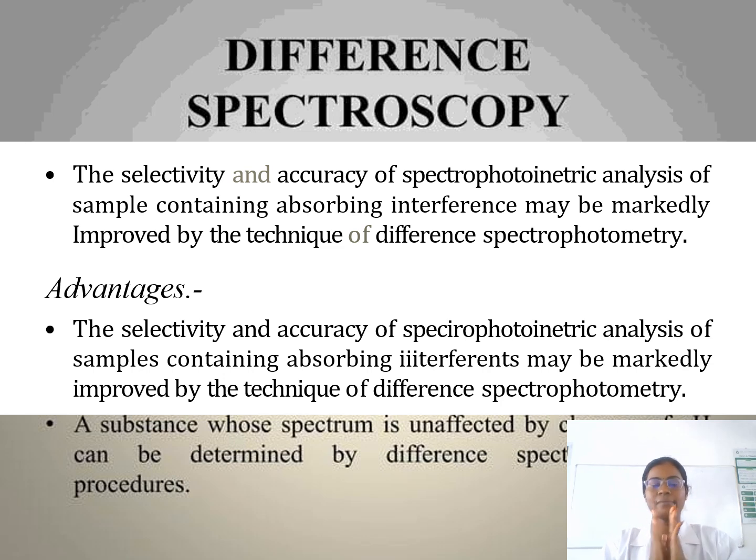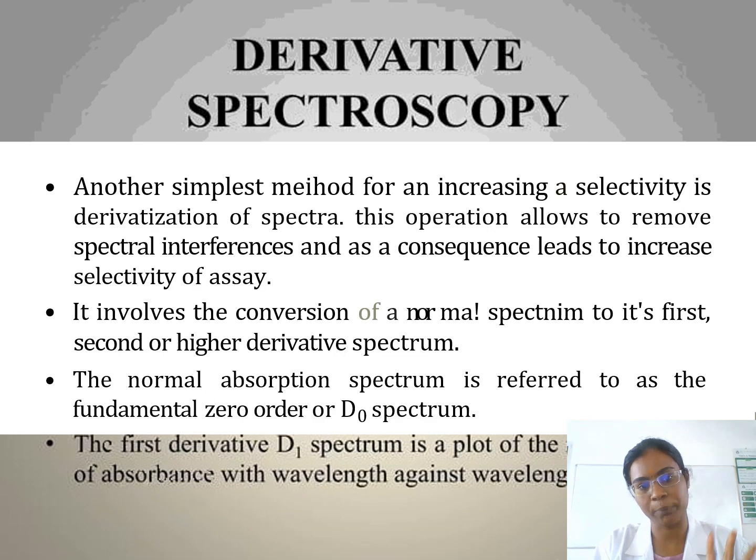So what is the advantage of derivative spectroscopy? The selectivity and accuracy of spectrophotometric analysis of samples containing interference may be markedly improved by the technique. Derivative spectroscopy means another simplest method for increasing the selectivity is the derivation of spectra. This operation allows removal of spectral interference and consequently increases the selectivity as well. It involves the conversion of a normal spectrum to first and second higher derivative spectra.